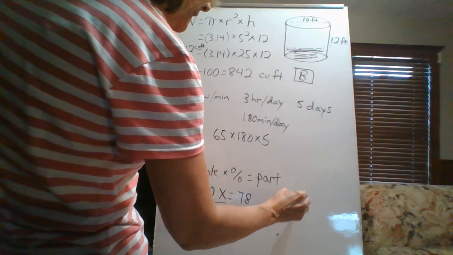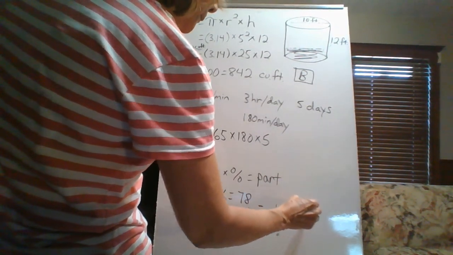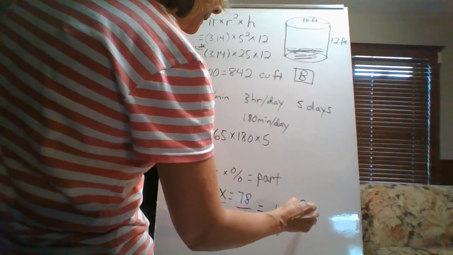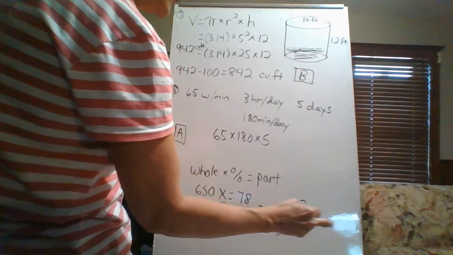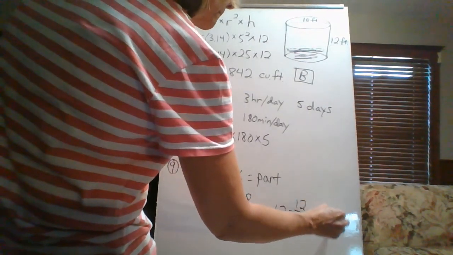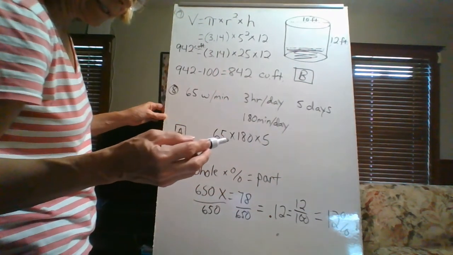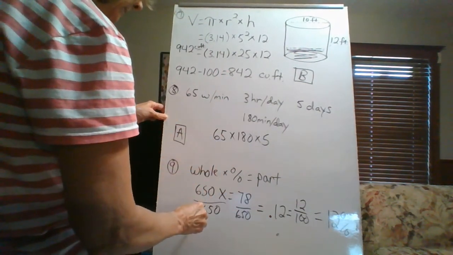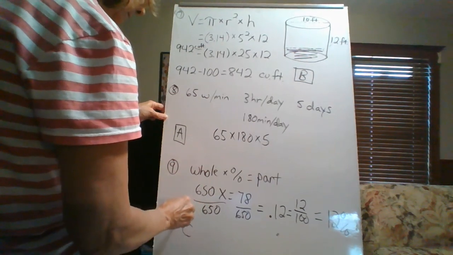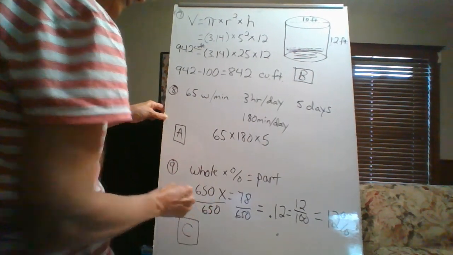And remember what that is, guys? That's 12 100ths, right? Tenths, hundredths. Well, 12 100ths is 12%, which is answer C.